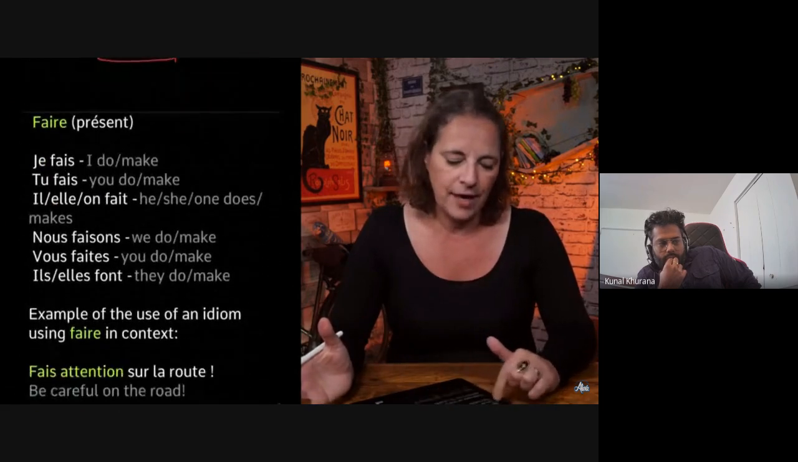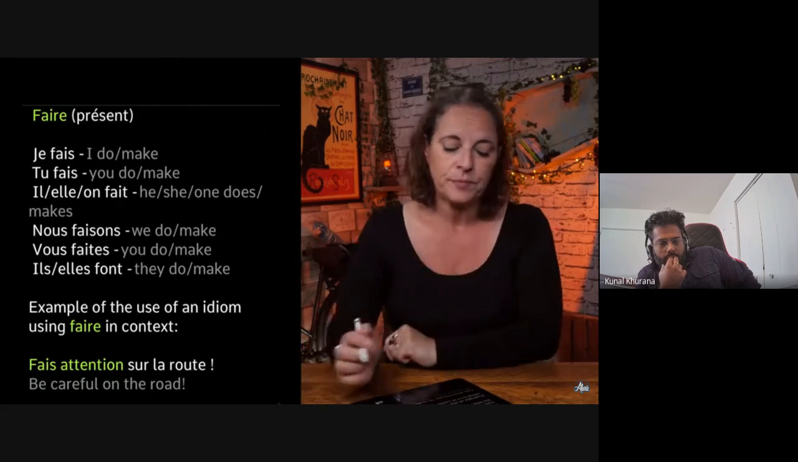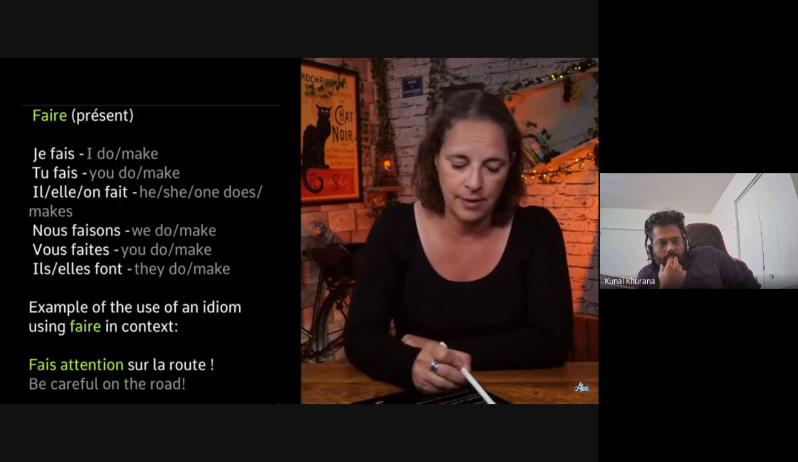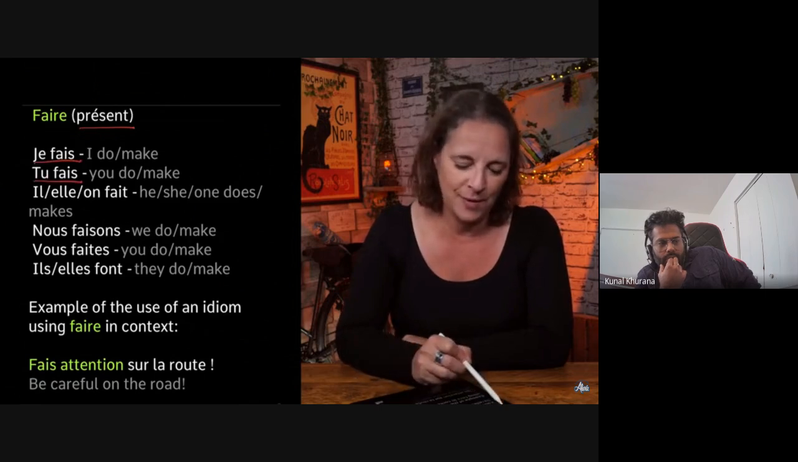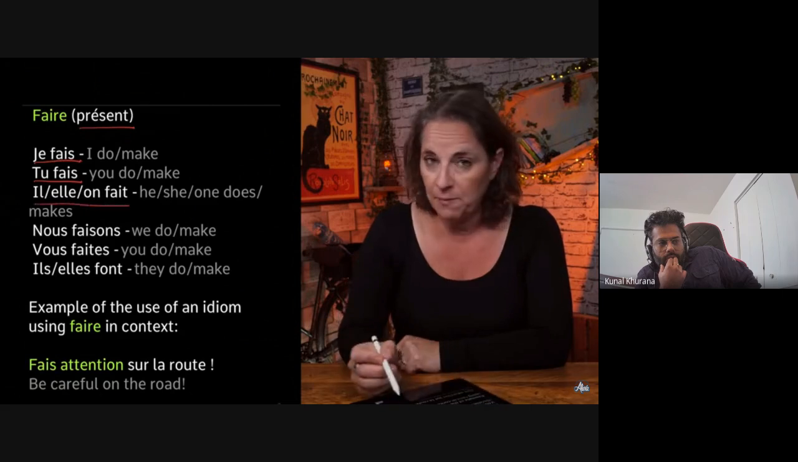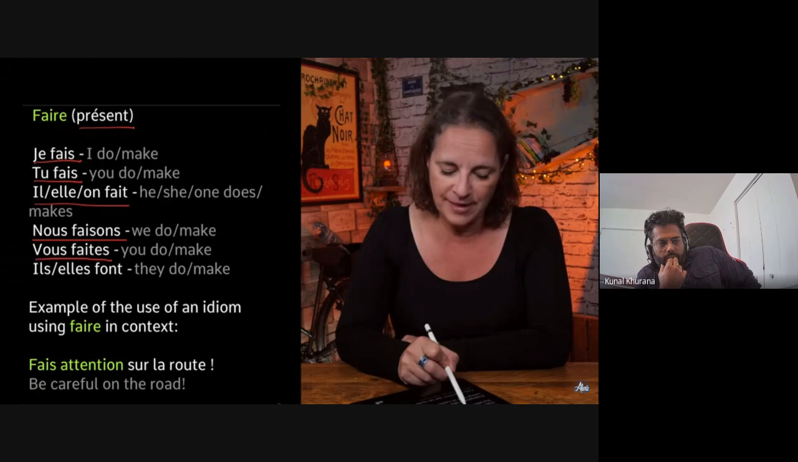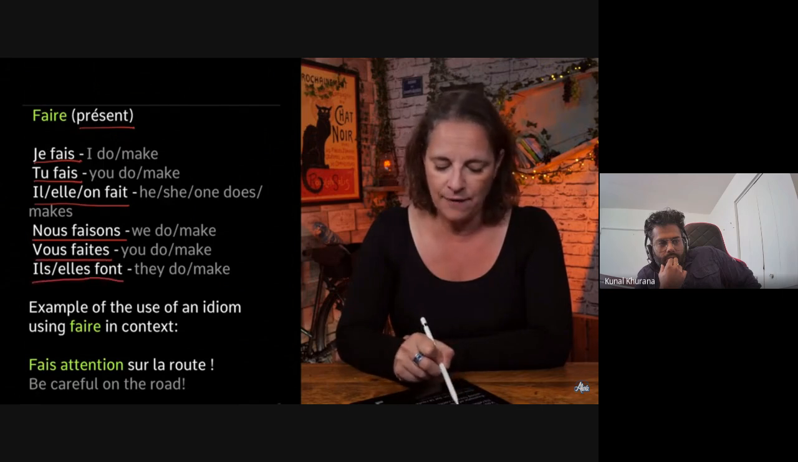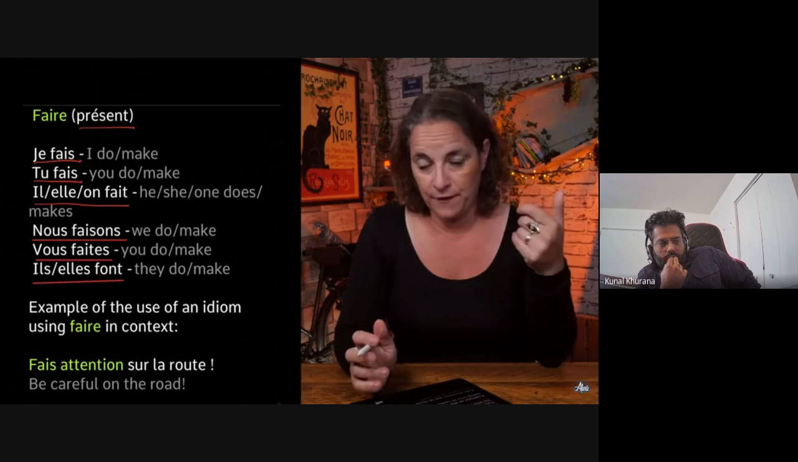Let's have a look at faire now before we get on to do our phrases. Faire, to do or to make in the present tense. Je fais, I do, I make. Tu fais, you do, you make. It's the same, by the way. Il fait, elle fait, on fait. Nous faisons, vous faites, ils et elles font. Okay. So, again, knowing how to conjugate faire doesn't hurt.